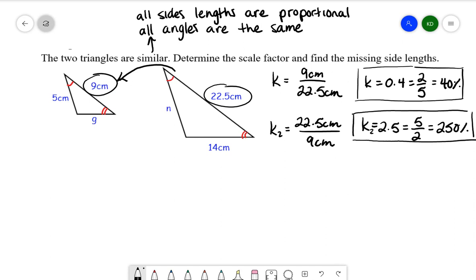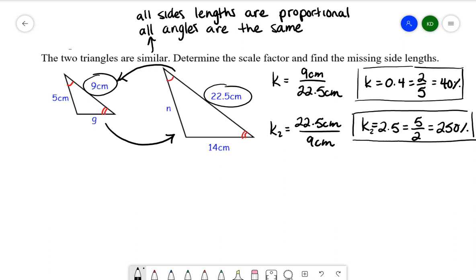The opposite way is for when we went 22.5 and we divided by 9, and we get a percent of 250%. What that means is that we're starting with the smaller triangle and we're increasing its size by 250%, and we're getting the large triangle. So when you're representing the k value, what's important is that you know which one you are going to end from, because that percentage and that decimal is going to affect how you do your calculations to solve for missing sides or anything like that.